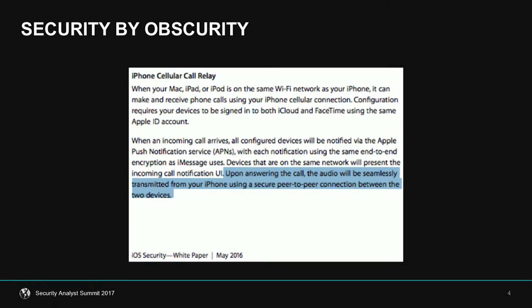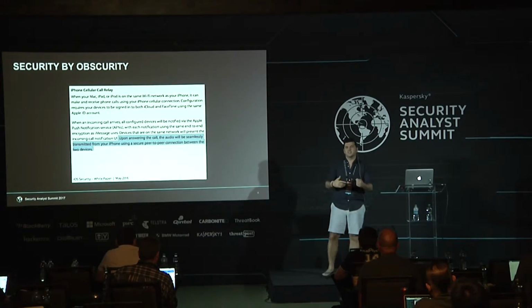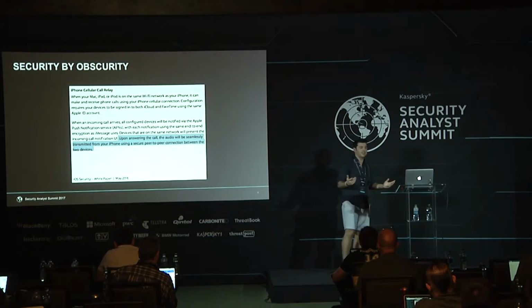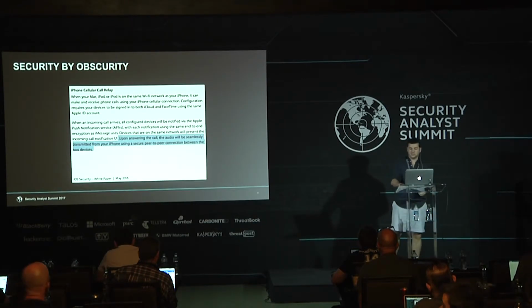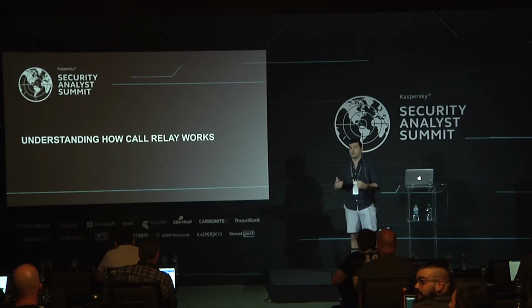So the first thing I did was go check out the white paper from Apple, and I was surprised, because they usually do a very good job of explaining the technicalities of all the security features that they have. I love that they do that. But in this case, it only said, upon answering the call, the audio will be seamlessly transmitted from your iPhone using a secure peer-to-peer connection between the two devices. And this is our nature, right? When someone tells us that something is secure, but doesn't say anything else, then we go and look if that's actually true. So we want to understand how this call relay actually works.